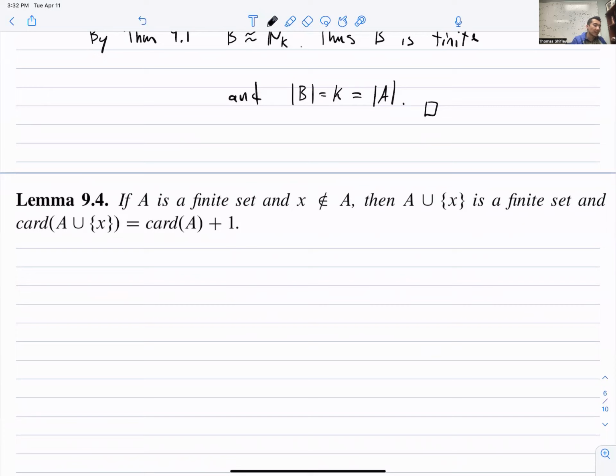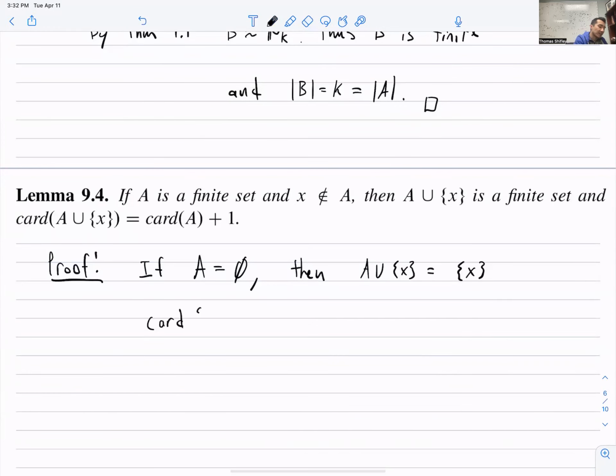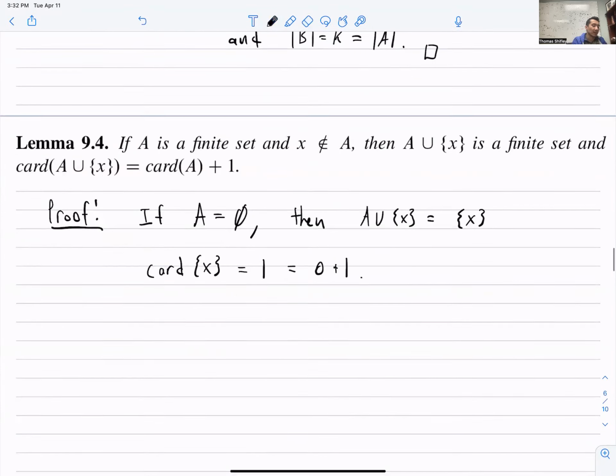So there are kind of cases. What happens if A is the empty set? If A is the empty set, then A union the element x is just the set x. Then the cardinality of the set x is equal to 1, which is equal to 0 plus 1. It's clearly finite and it's great. We technically have to do that case, but it's pretty lame, so we're just going to do it fast.